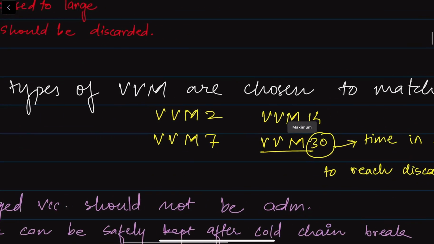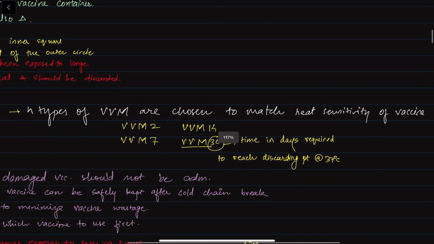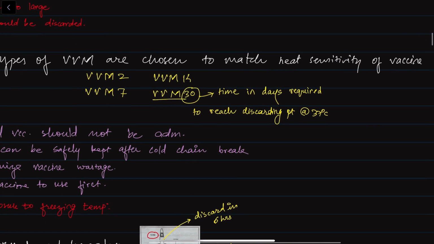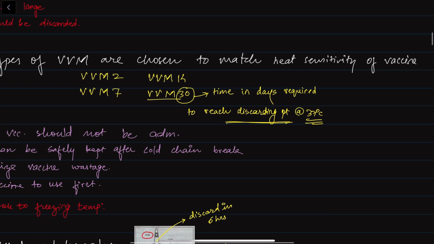There are 4 types of VVM, which are chosen to match the heat sensitivity of a vaccine. They are VVM2, VVM7, VVM14 and VVM30. And 30 is the time in days required to reach the discarding point, where the discarding point is when the square and the circle will have the same color, at 37 degrees Celsius. So this signifies that 2 days are required to degrade this vaccine at 37 degrees Celsius. It needs 14, it needs 7.